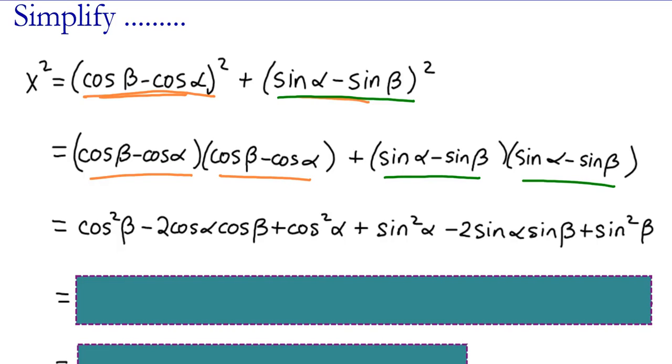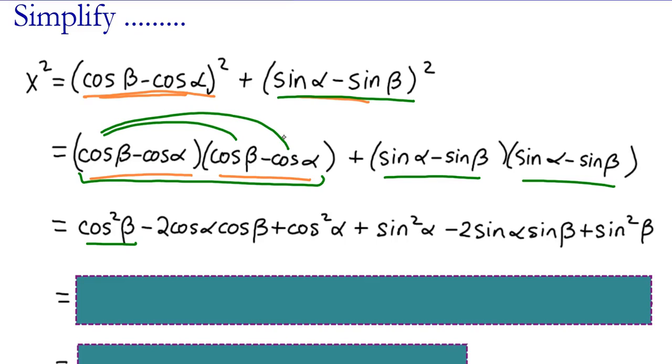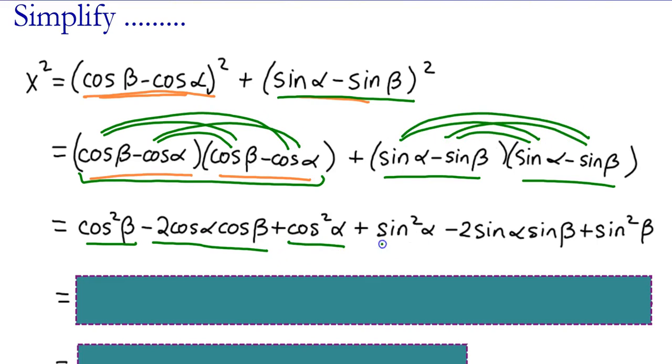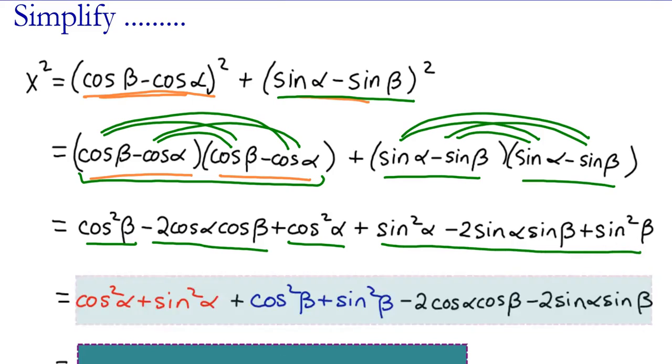In the next step, what I do is I use the FOIL technique to multiply these together. So the first gives us cosine squared beta. The outside gives us cosine alpha cosine beta, and the inside gives us cosine alpha cosine beta. So together that's minus 2 cosine alpha cosine beta, and the last gives us plus cosine squared alpha. And then we do the same thing with the other part. First, outside, inside, last, and we end up with this.